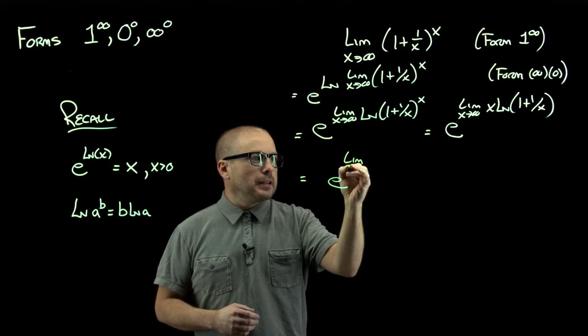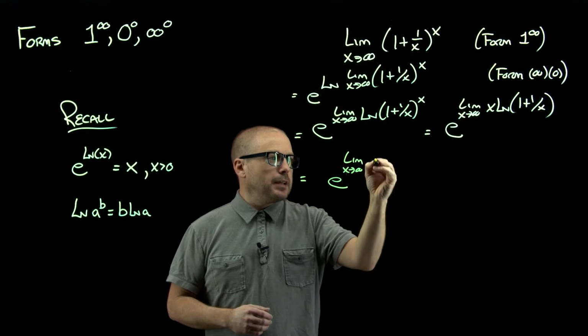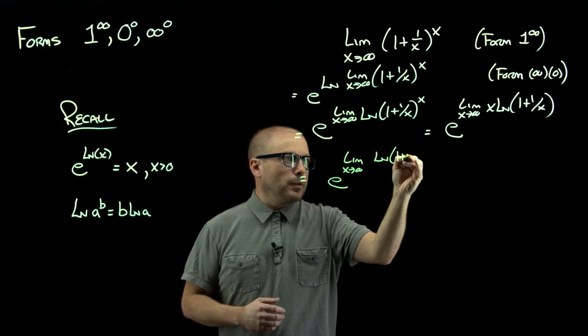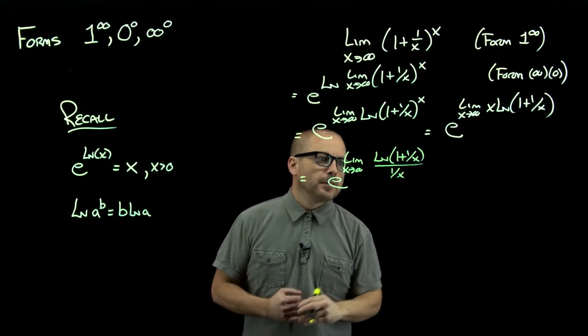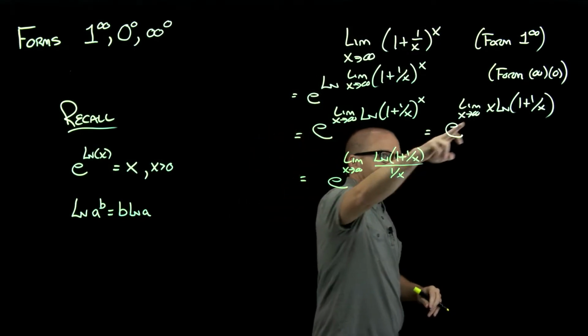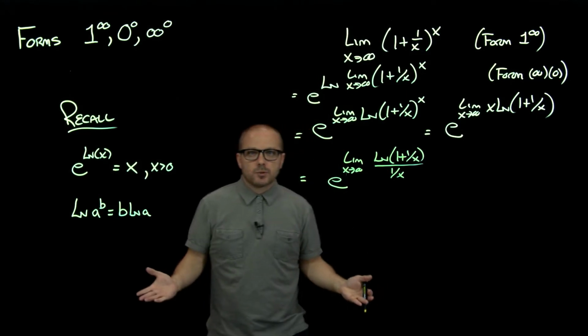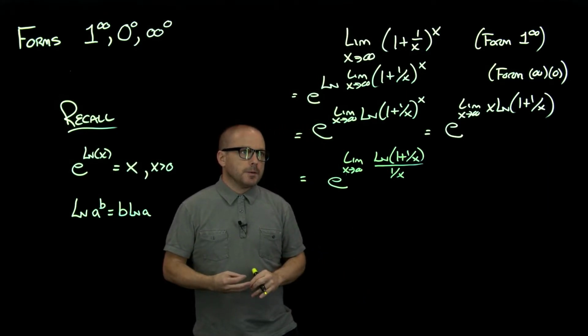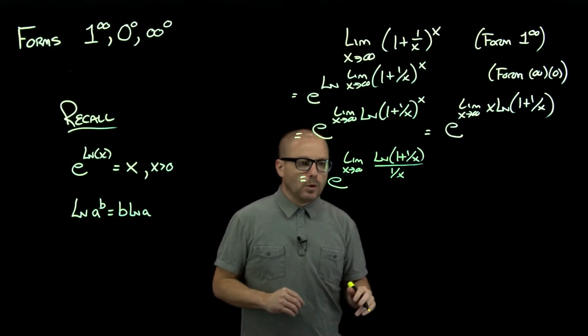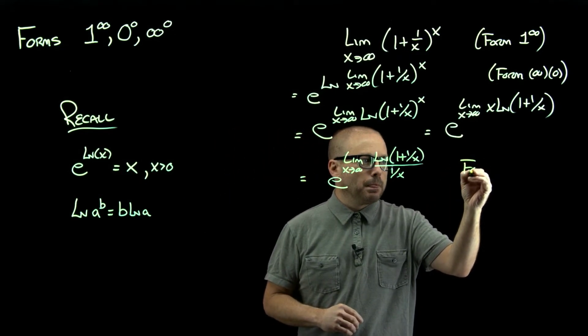We have e to the limit as x goes to infinity, natural log of 1 plus 1 over x over 1 over x. So 1 over x is the same as x, so that's just an algebra manipulation. It's equivalent to what we had before. But what do we have now?